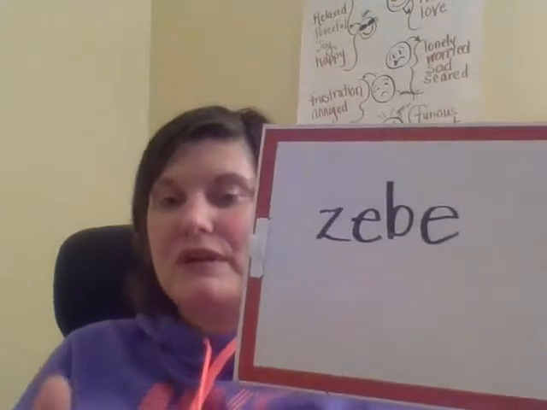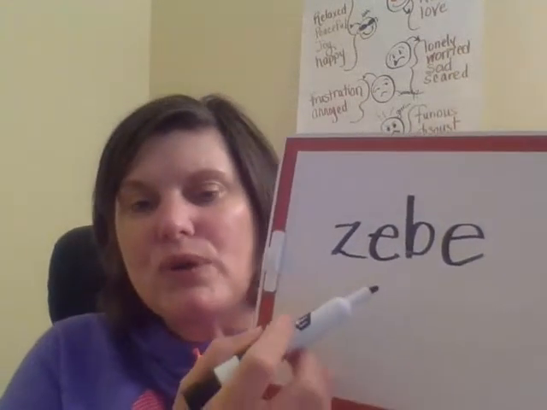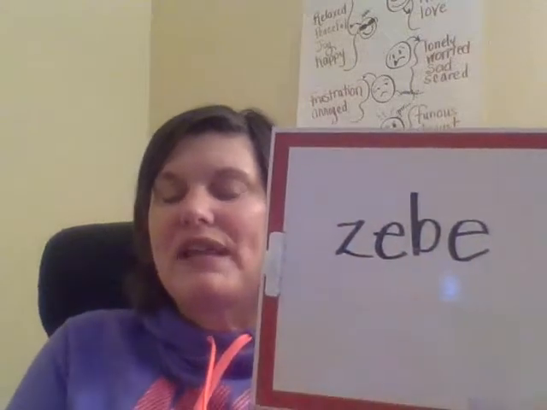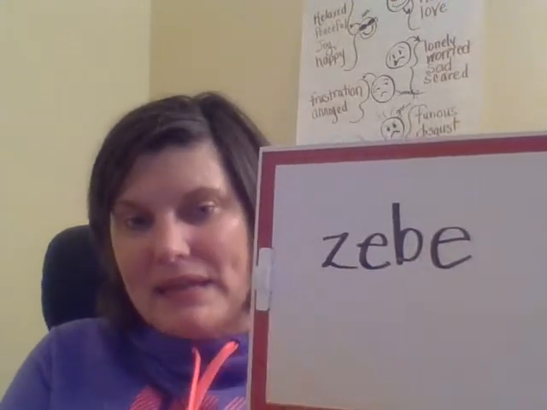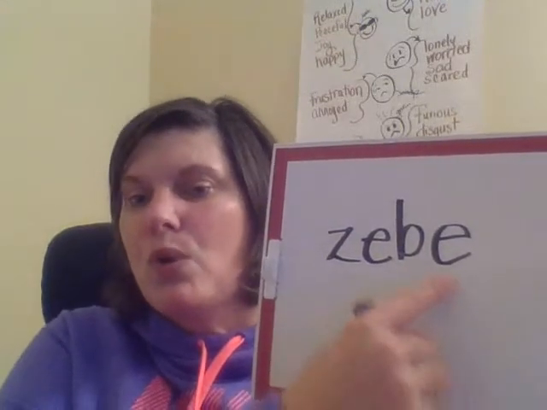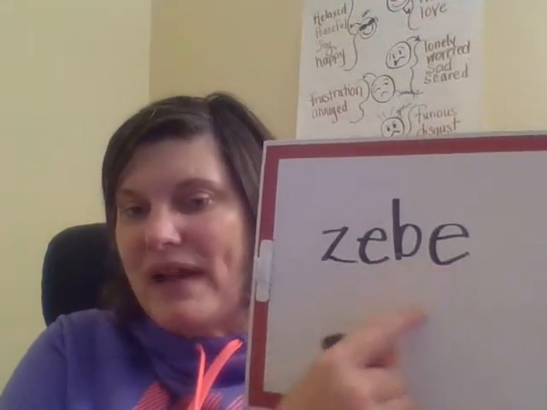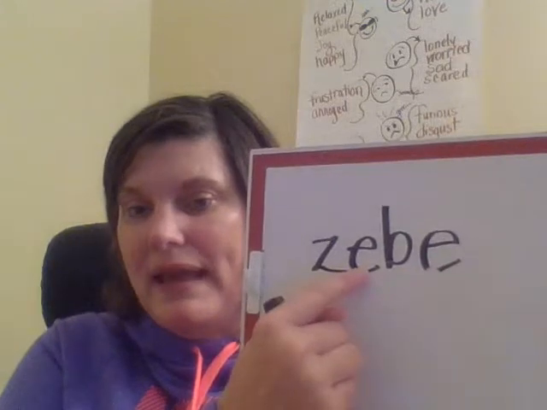Good. Now, if this was a multisyllabic word, anytime you see the E at the end of that multisyllabic word, we're going to remember that this vowel is helping this vowel out. We're not going to separate them. We'll do some practice with that later.